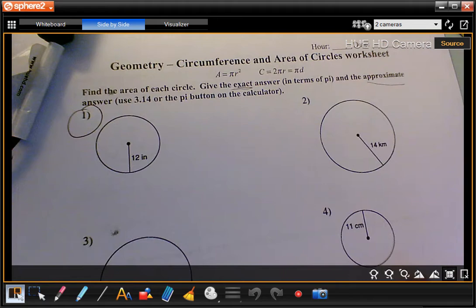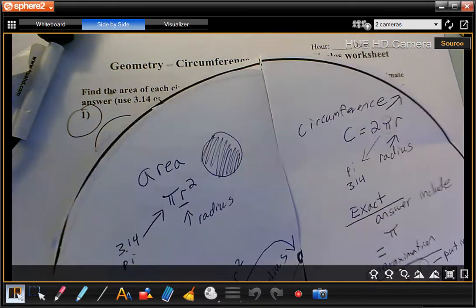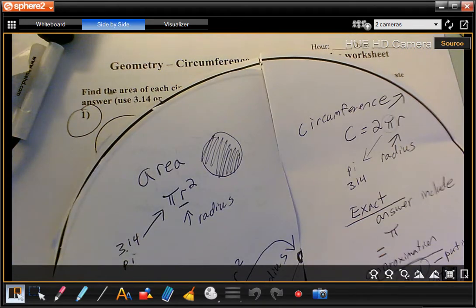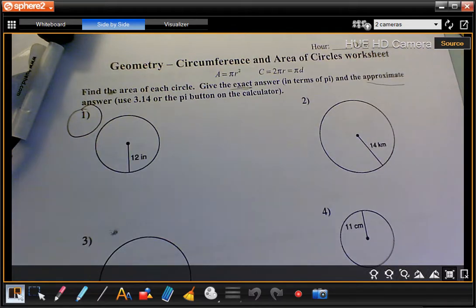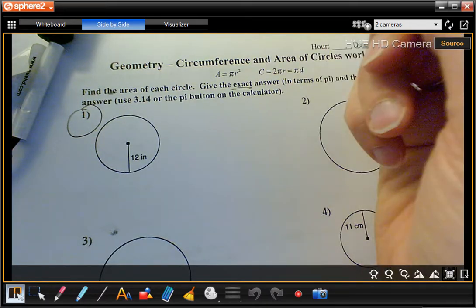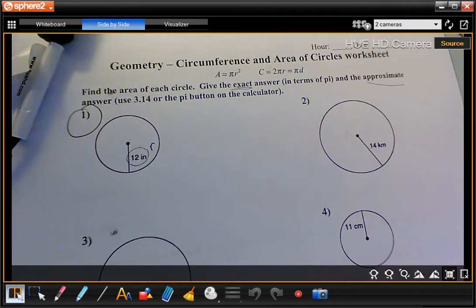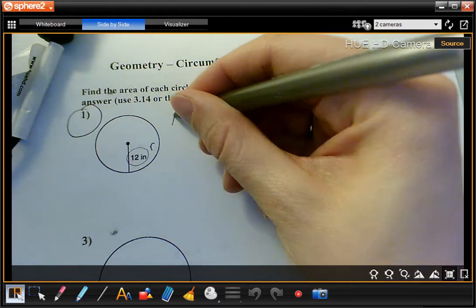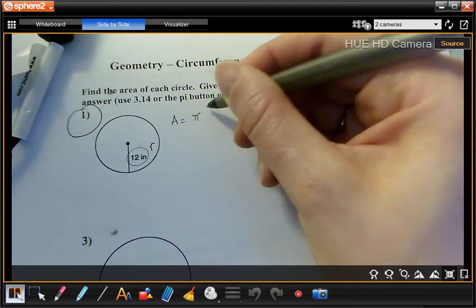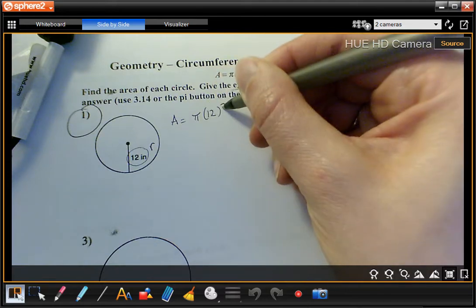Okay, so I'm looking at number 1, and I want to find the area. I've got the formulas up here, and I've also got them on my circle book notes. I'm going to use area is pi r squared. In this case, my r is 12 inches. I know it's the radius because it goes from the center of the circle to the edge. So I'm going to say area equals pi times 12 squared.